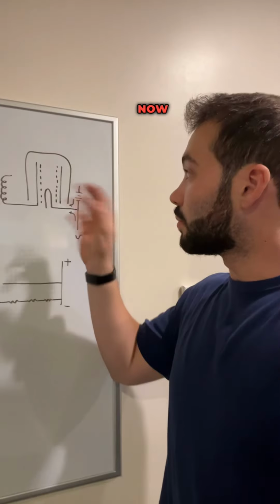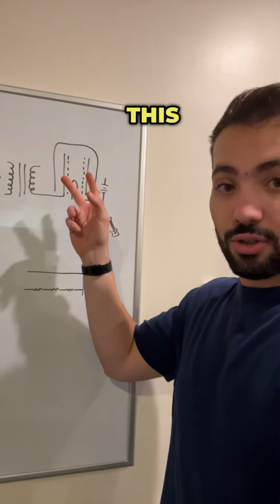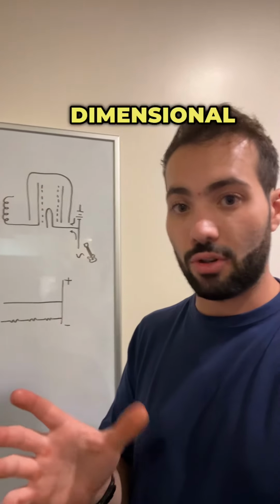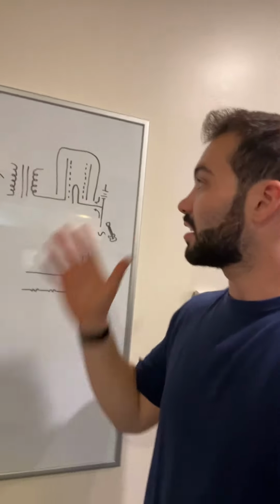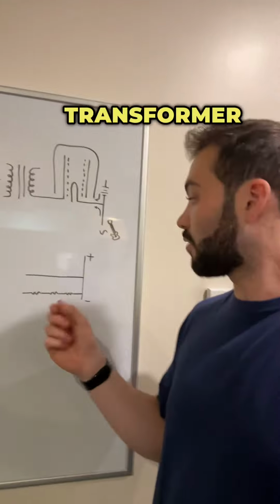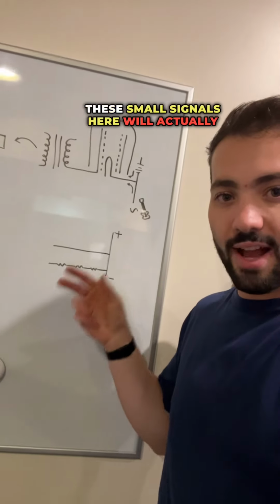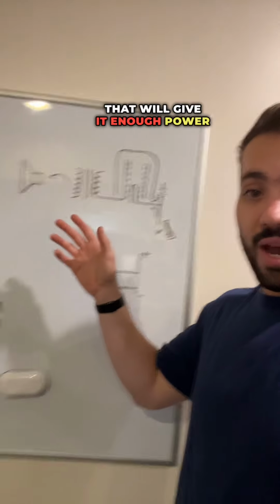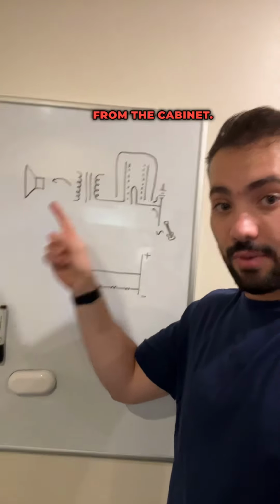Now, when it picks this up, it will go through this grid, which will split this up and create a three-dimensional cloud of floating electrons. This will eventually go into a transformer where these small signals here will actually be amplified, and that will give it enough power to drive the speaker from the cabinet.